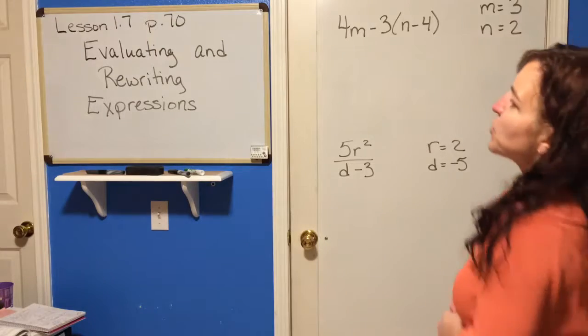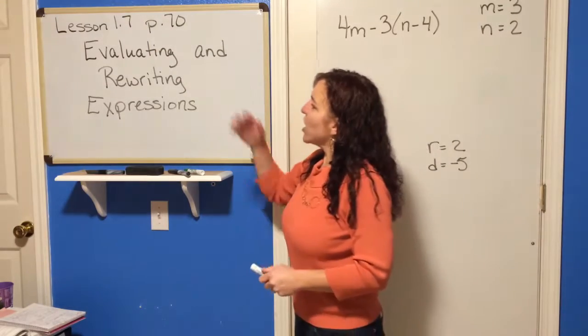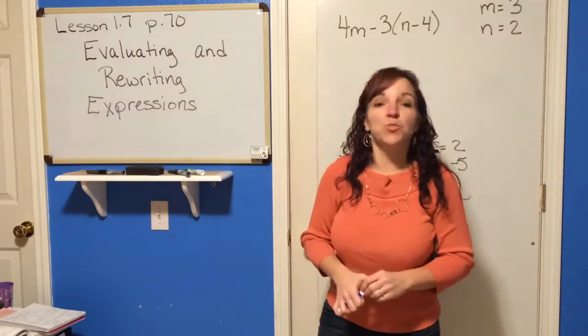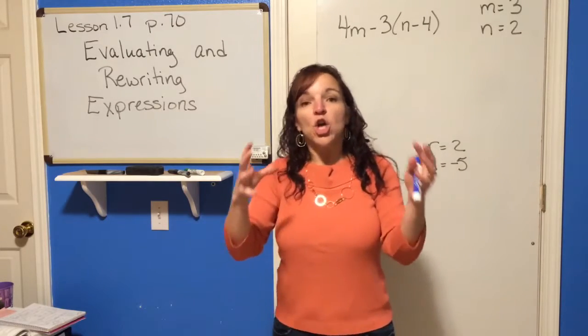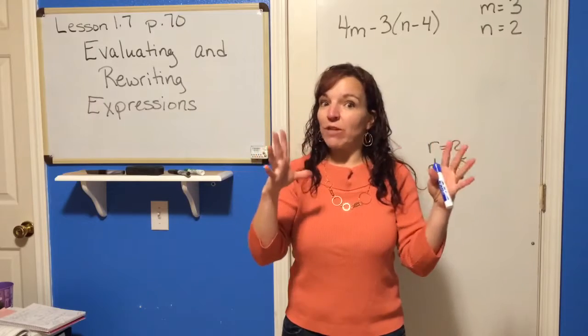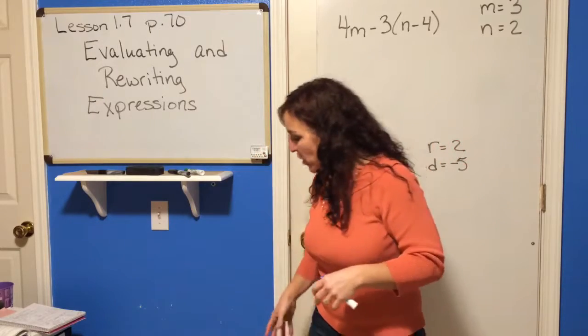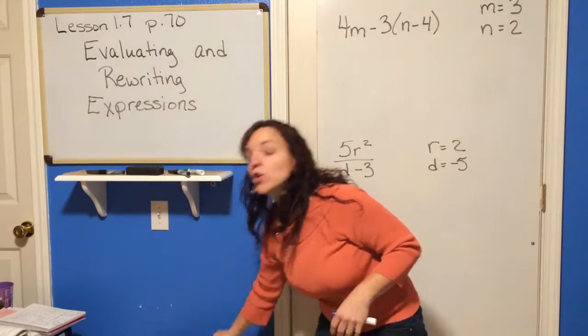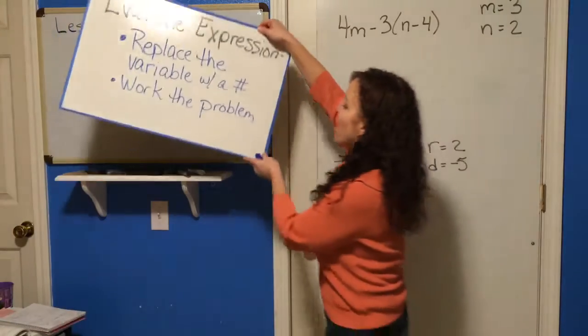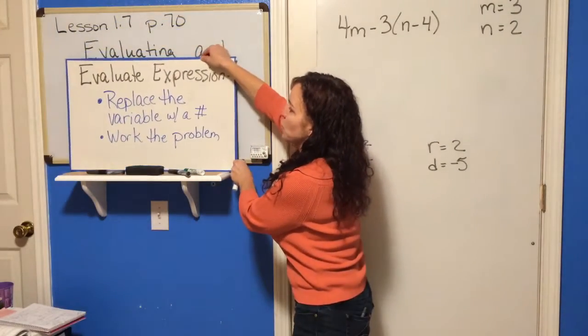The last section of Chapter 1, Section 7 is evaluating and rewriting expressions. If you remember, expressions are just statements without an equal sign. So we're going to rewrite those. We're going to start by evaluating them. To evaluate is to give a value to.